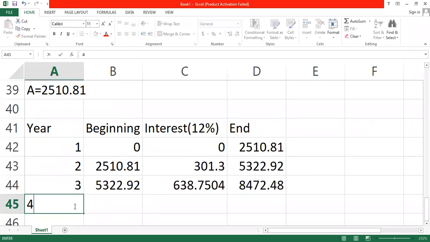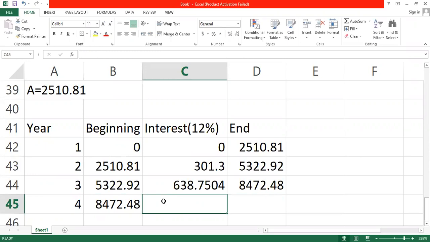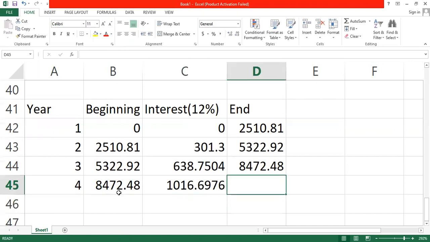Okay. Year 4, what will be the balance on the account? It will be 8472.48. Am I okay? Yes. What will be the interest? 1,016.6. Okay, that will be 0.12 times this, 1,070. So what will happen at the end of the year? What will be the balance? It will be this plus the annual transfer.